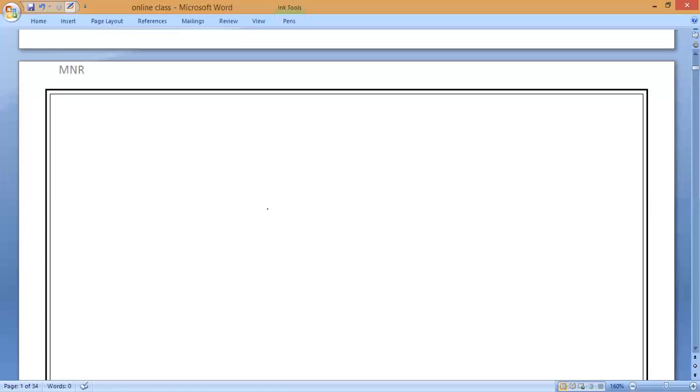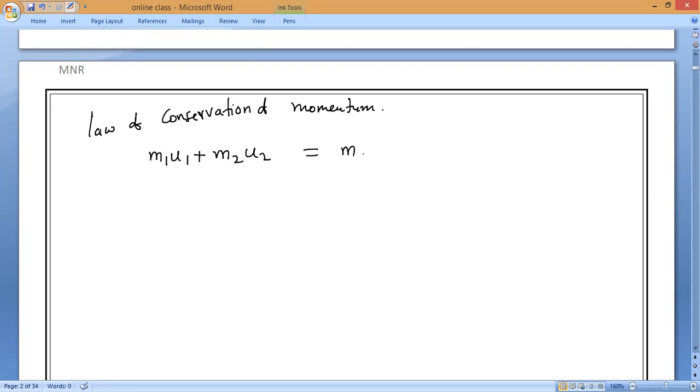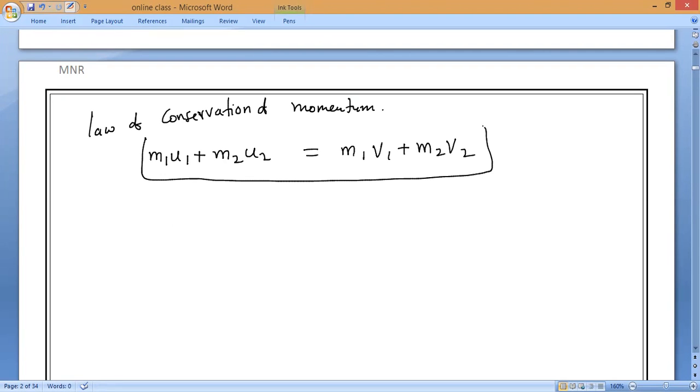You have to solve all the sums now, if you have understood. Observe very carefully. As we know, the law of conservation of momentum. What is the formula? m1u1 plus m2u2 is equal to m1v1 plus m2v2. Understand? So this is the formula. You can see all are considered positive. Is there any negative sign?